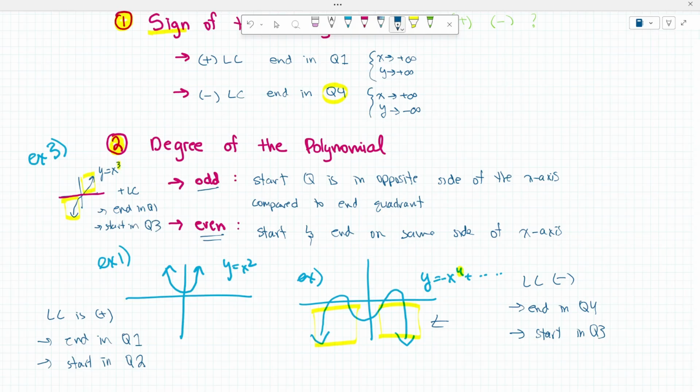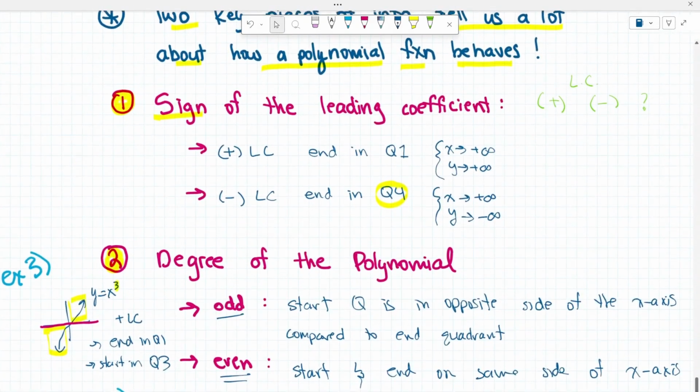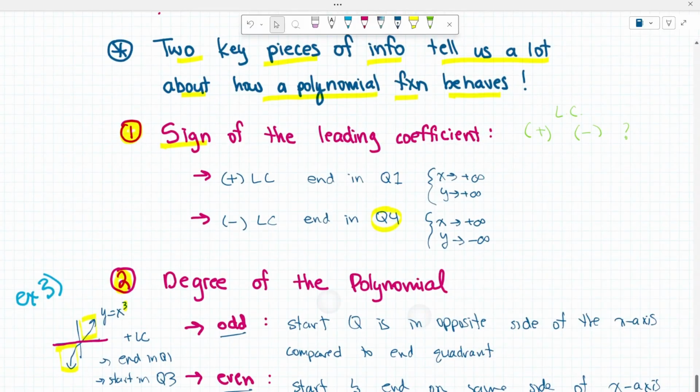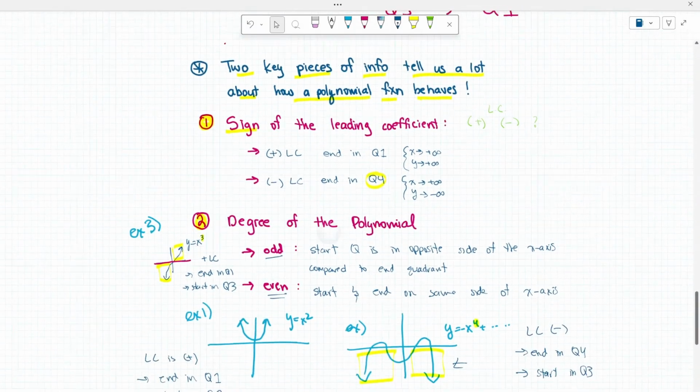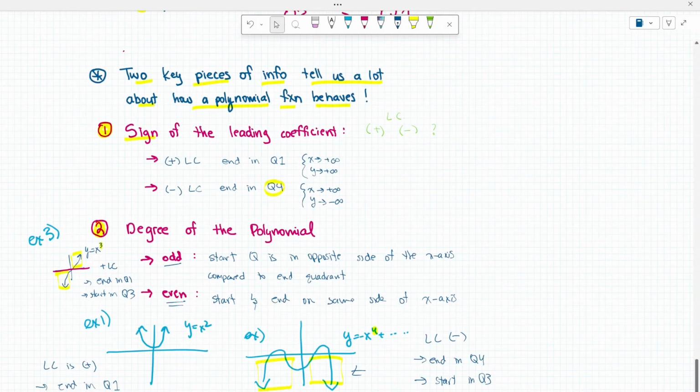Okay, so we did a pretty comprehensive deep dive on end behavior, and now you know how to look for it graphically, but you also know these two really great rules over here, how you can look for the sign of the leading coefficient and the degree of the polynomial to determine what is the end behavior. So where does it start and where does it end? What happens as x approaches positive and negative infinity?